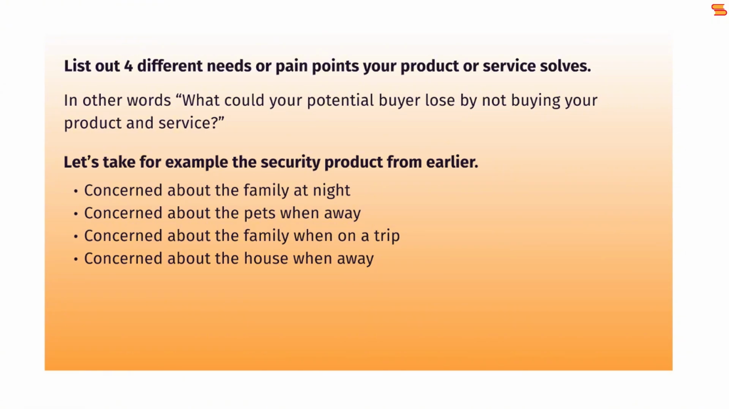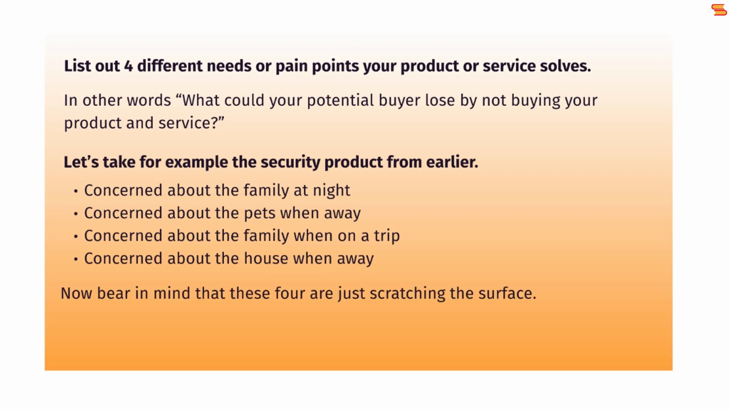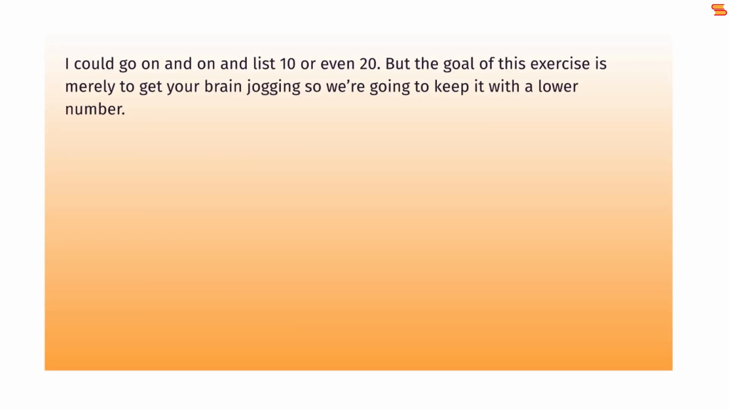Now, some people won't have pets. Some people won't have children. So that's why we try to cover as much as possible. Now, bear in mind that these 4 are merely scratching the surface. I could go on and list 10 or even 20 if we wanted to. And I advise you, if you can list more, then great. But the goal of this exercise is to merely get your brain jogging so that we're going to keep it with a lower number. But if you can do more, great, do more.